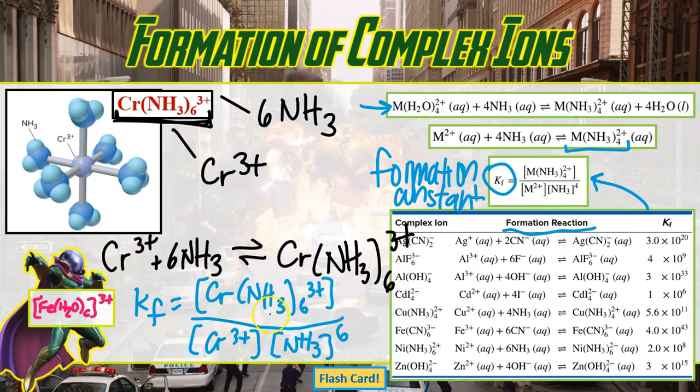Now I can go forward and use an ICE table if I need to. I can go forward and solve for Kf or for any one of these equilibrium species. It's just like every other equilibrium calculation we've been doing. Same old when it comes to assumptions. Let's go ahead and get into an example.